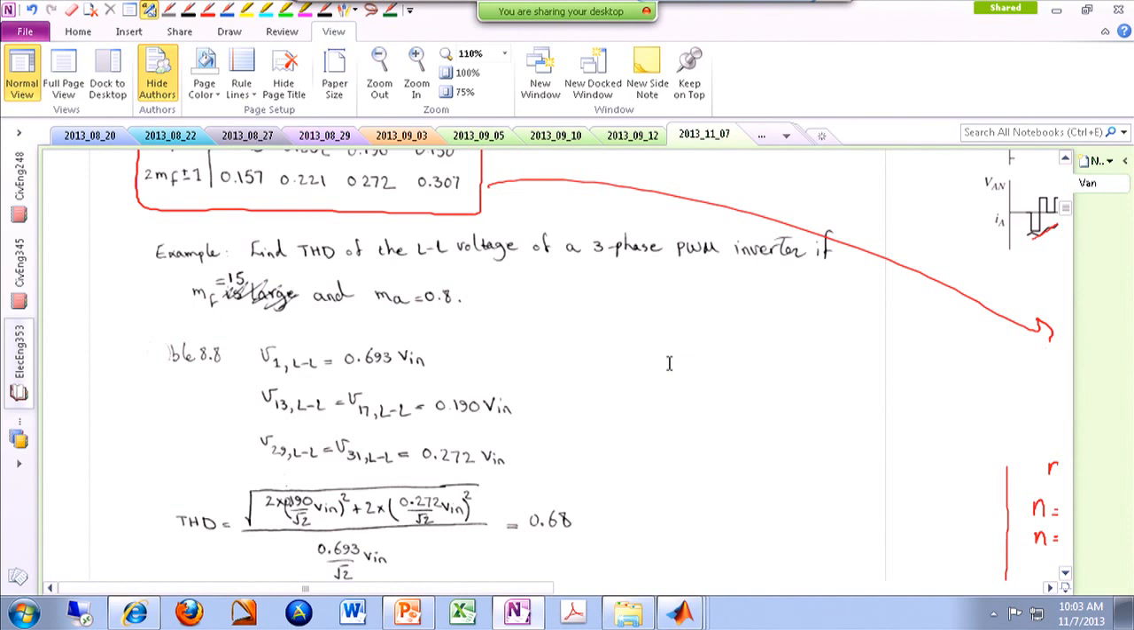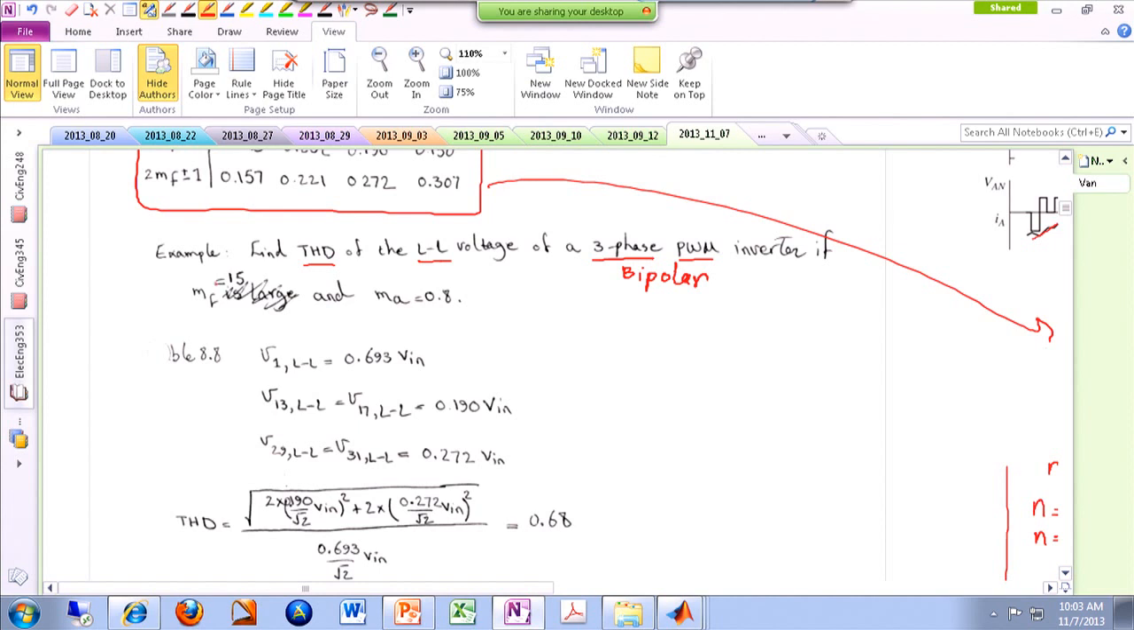So the example is we have this three-phase PWM inverter, and we are doing bipolar switching, though I haven't really even mentioned that. And we are trying to find the total harmonic distortion of the line-to-line voltages. Okay. So line-to-line voltage, the table gives me line-to-line. Three-phase, the table gives me three-phase. Bipolar, the table is based on a bipolar switching scheme. So everything is suggesting that I should be able to use these tables.